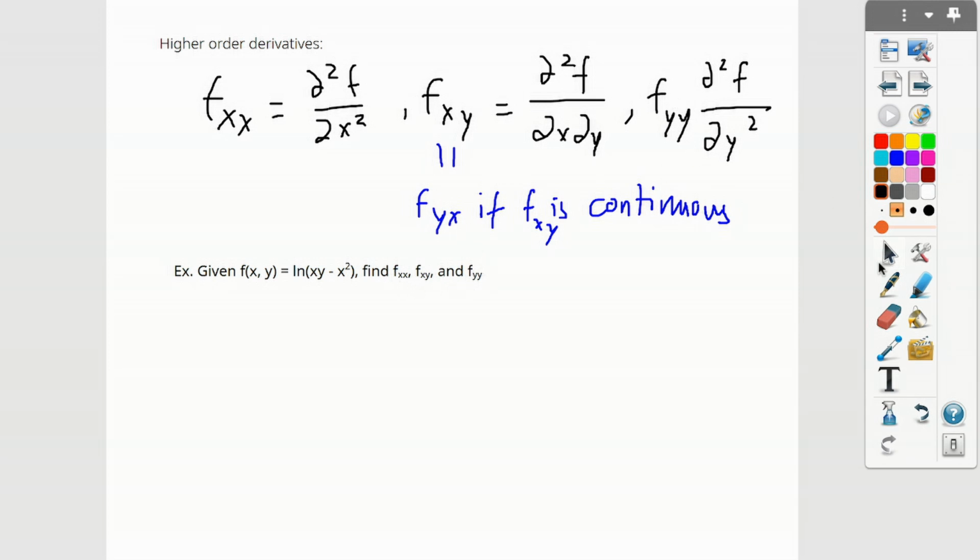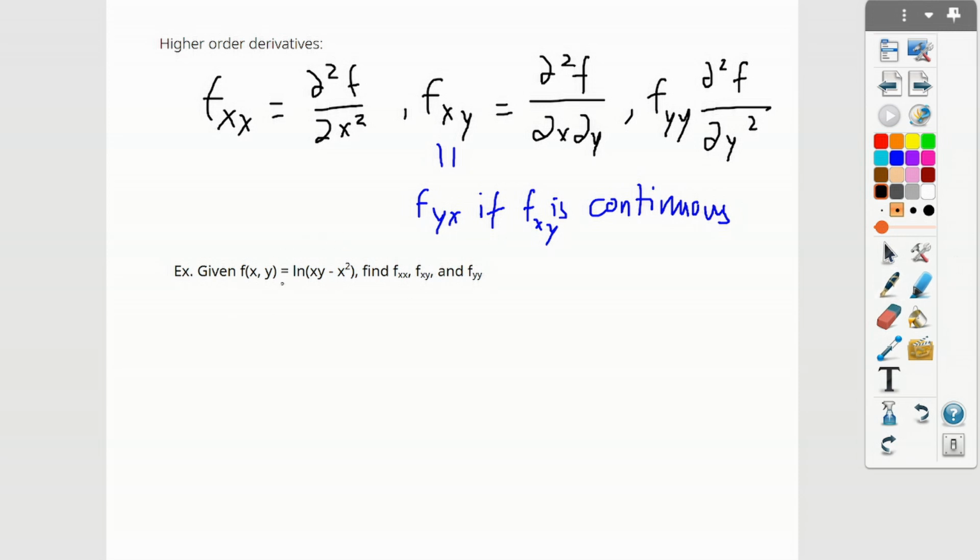And there is a theorem, I don't remember what it's called. I think it's Fubini's theorem or something. No, not Fubini's theorem. There's a theorem that says that if f of xy is continuous, then f of xy is the same thing as f of yx. So if we take the derivatives both ways, it will be fine. It will be the same thing.